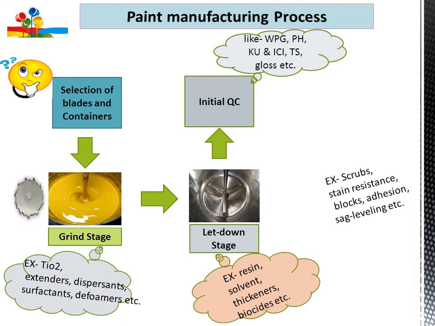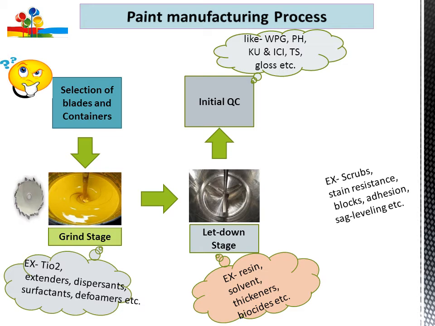Then pH. Why do we check pH? Just to check whether our paint is within the given pH specification or not. Then we check KU and ICI. KU and ICI are viscosity measurements. KU means Krebs unit, a low shear viscosity, and ICI means high shear viscosity. So why do we check KU and ICI? Because KU is required for stability and sag resistance, and ICI is required for high shear applications, like if we are going to apply paint with a spray gun, then this viscosity is needed.